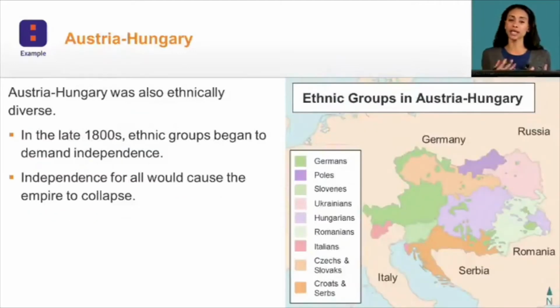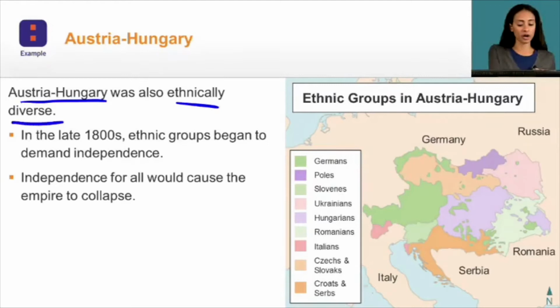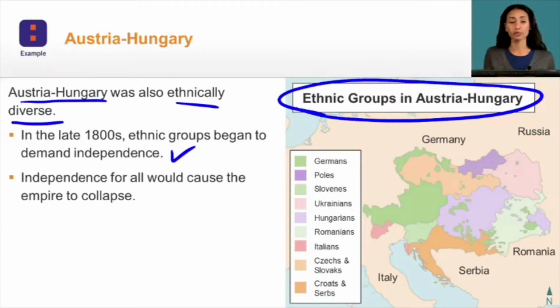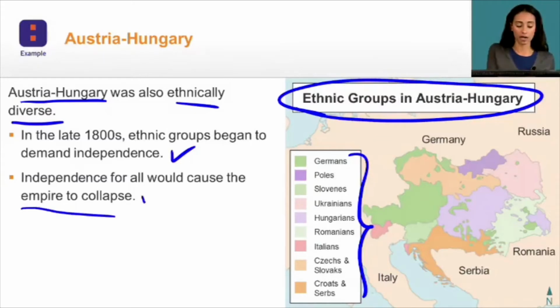Another region where we're seeing some similar developments is Austria-Hungary, which is also ethnically diverse. And by the late 1800s, a lot of these ethnic groups had begun demanding independence as well. And you can see this map here showing us the different ethnic groups in Austria-Hungary, and you can imagine that as they're all starting to develop these nationalistic movements, this is going to lead to some trouble for the Austro-Hungarian Empire because independence for all of these different groups would eventually cause this empire to collapse.